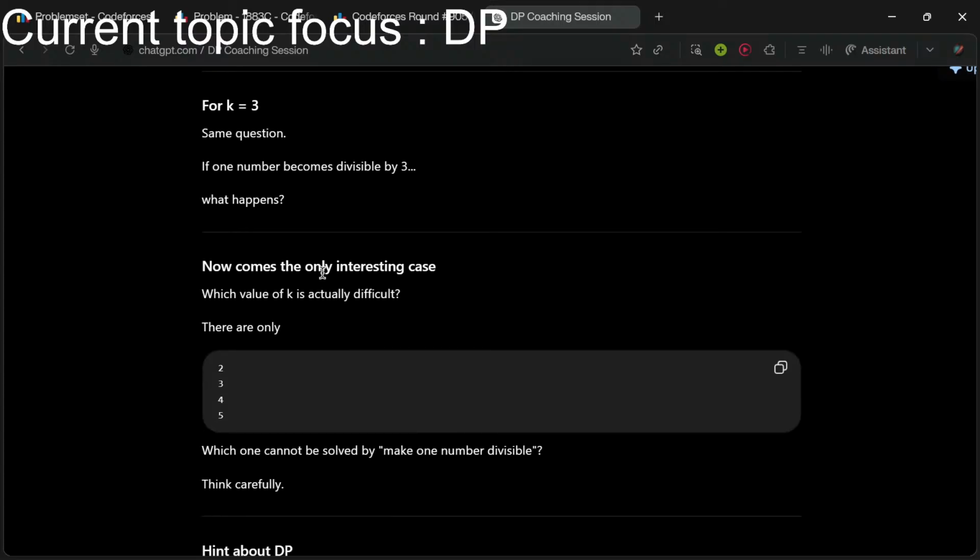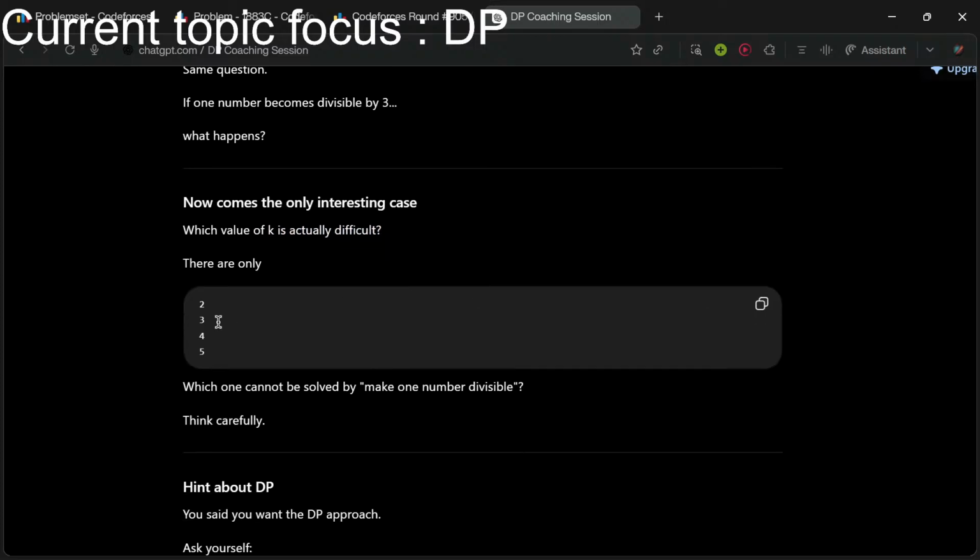So now comes the only interesting case. So which value of k is actually difficult? There are only two, so 2, 3, 4, 5. Which one cannot be solved by make? Okay, wait. Which is actually difficult? There are only 2, 3, 4, 5, which cannot be make one number divisible. Think carefully.